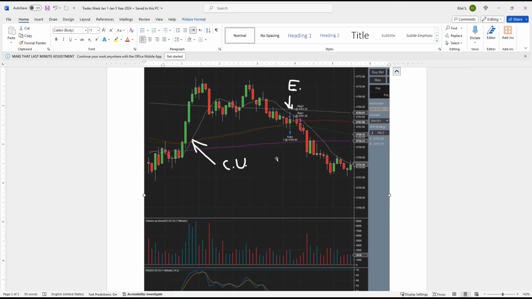Okay, and like I said, volume. Look at volume. Right here, there's buyers. But then you see a lower high, and then right there, and then right there again, you see the sellers coming in.